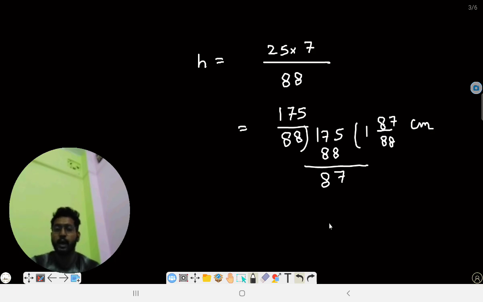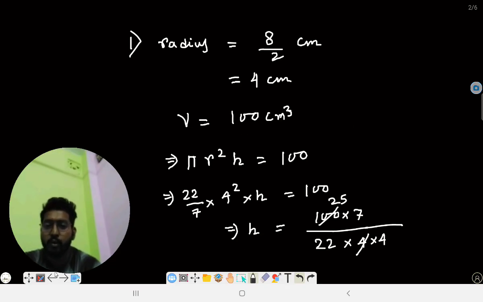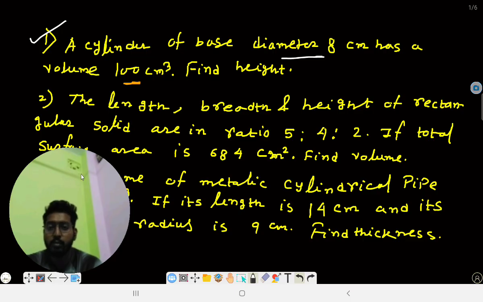That means this will be the height. Okay, so that will be the answer. This is the way to solve this one. So first of all, here we have used only the formula of the volume, pi r square h. Okay, done. So this is question number 1.